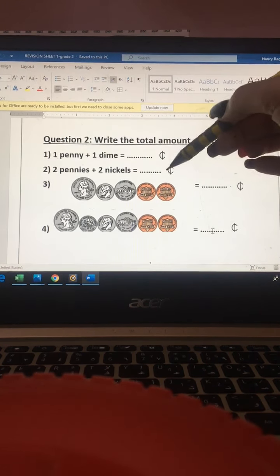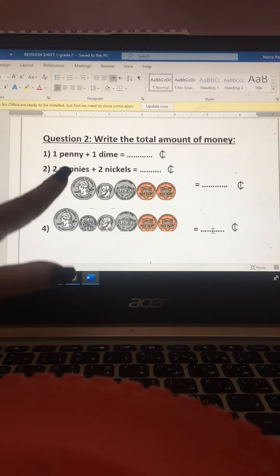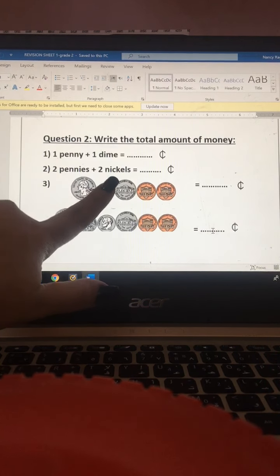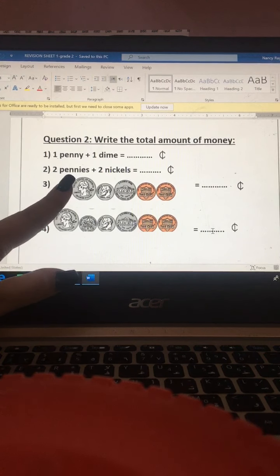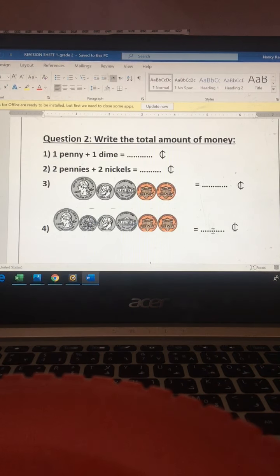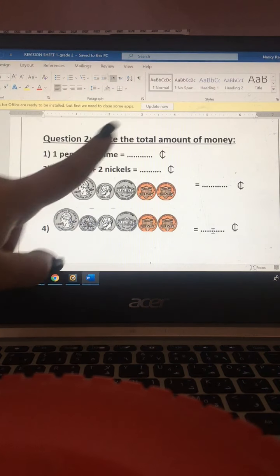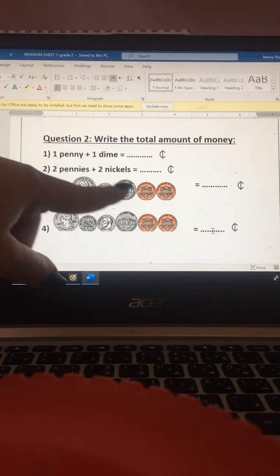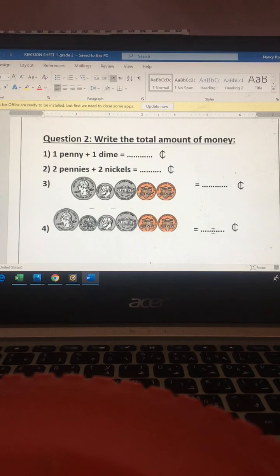Let's move on to number 2. 2 pennies and 2 nickels. Here I have 2 pennies, not only one. If 1 penny is equal to 1 cent, so 2 pennies are equal to 2 cents, because here I have 2 pennies. 1 penny represents 1 cent. So 2 pennies represent 2 cents, because 1 plus 1 is equal to 2.